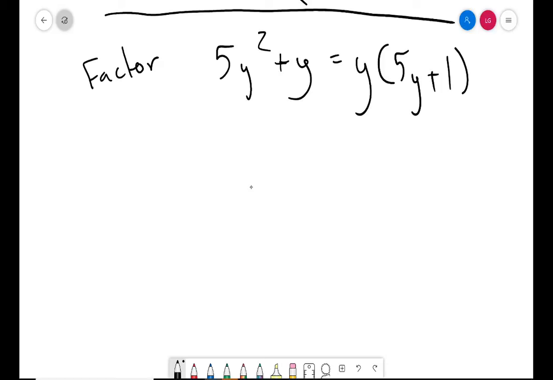Remember, this is always checkable. Because we've established the equal sign is two directions, left to right or right to left. Both are equivalent to each other, no matter what direction you want to think about it. So going from right to left after a factoring will check it for you. If you execute the distribution correctly, you do y times 5y, that's 5y squared. Y times 1, that's plus y.